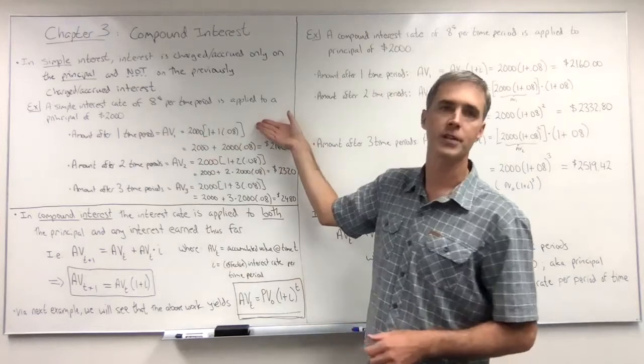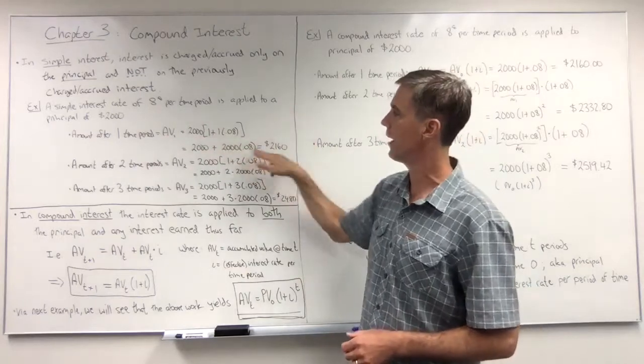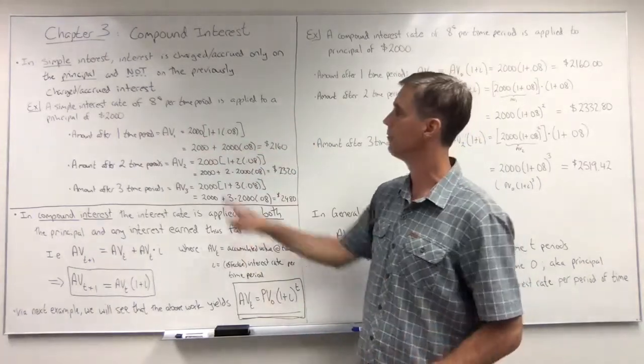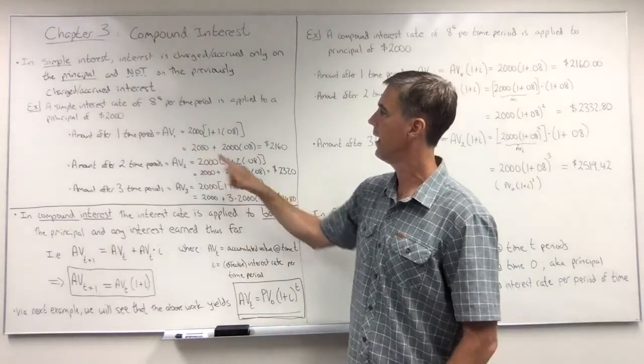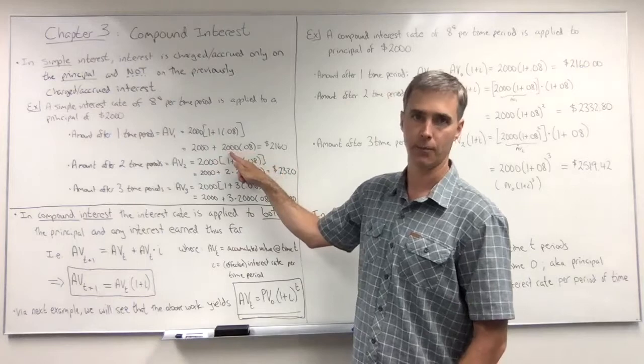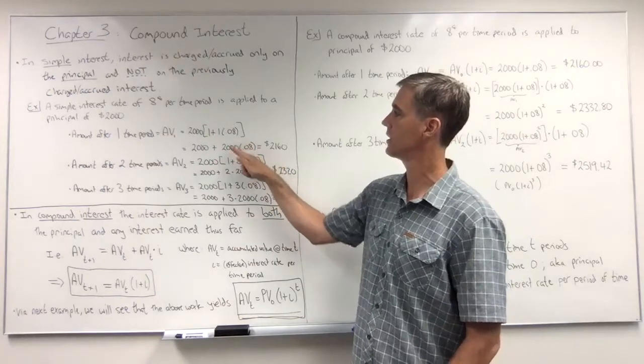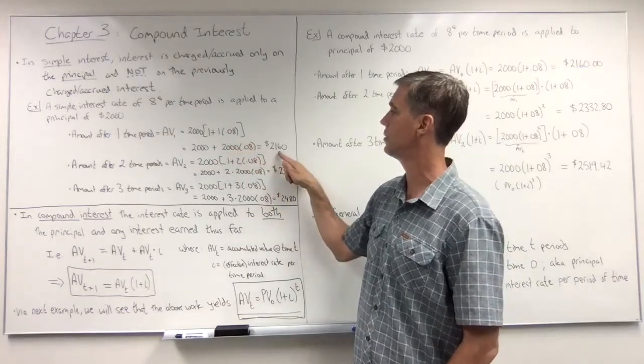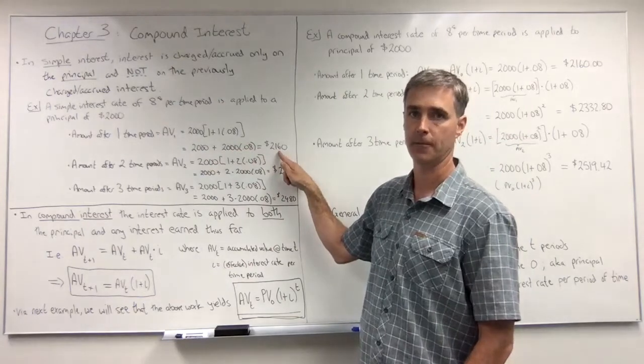That's the formula, but it's not very helpful. So if I run the 2,000 through, it becomes more helpful. There's my principal, and there is 8% interest applied to my principal. So that's $160 worth of interest added to 2,000 to get 2,160.